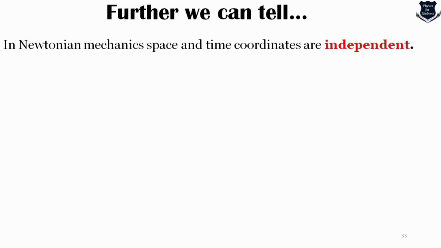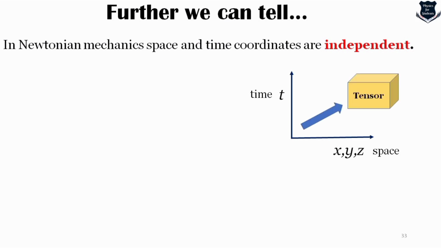So what we can tell is that in Newtonian mechanics, space and time coordinates are independent. If this is time and this is space, let me quickly demonstrate with a nice example. In Newtonian mechanics, space and time coordinates remain independent, right? So for instance, the time, we can also represent it as a tensor. For example, this person is throwing a ball through the air and it is reaching that person, which is independent of the speed of the observer.